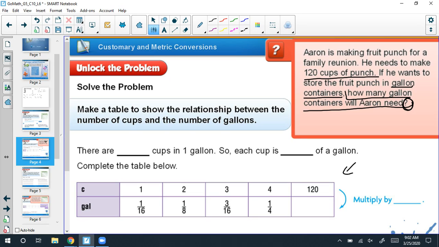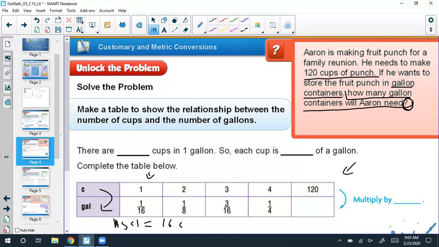What function of math do I need to do? But here we're going to make a chart. And the reason we're going to make this chart is because we want to show this relationship between cups and gallons. And they've filled in a lot of the chart for us here. In our first row here, it shows us that 1 cup is 1/16 of a gallon. And that is because if we have 1 gallon, then that is going to be equal to 16 cups.